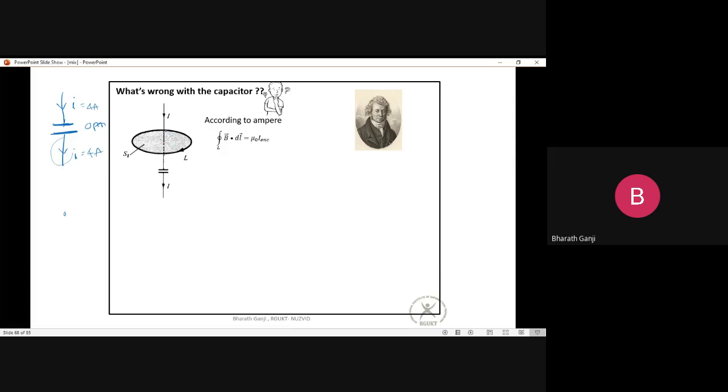Current means conduction current, because in the current the electrons or the charges are moving, so these conduction currents will create magnetic fields around them. We know that they will create them in a circular fashion like this.